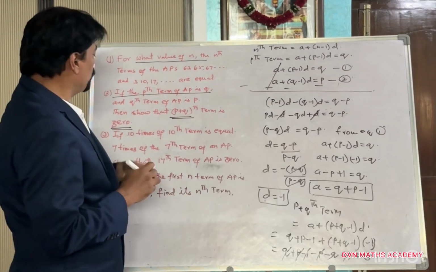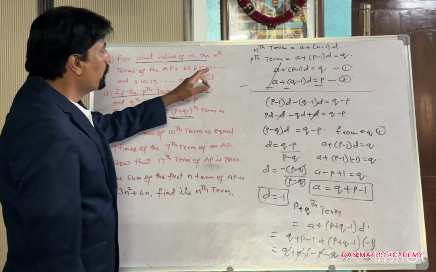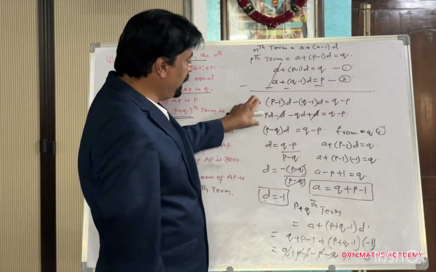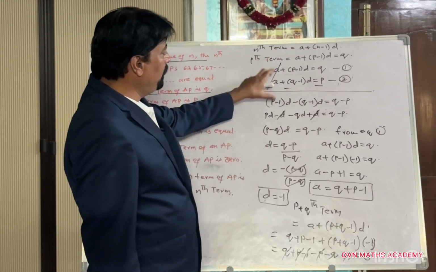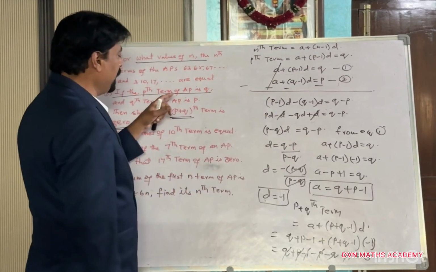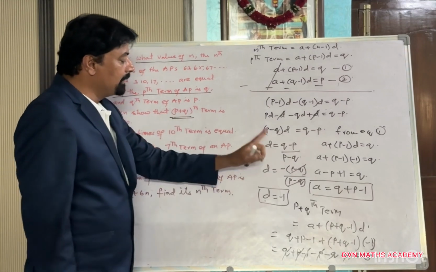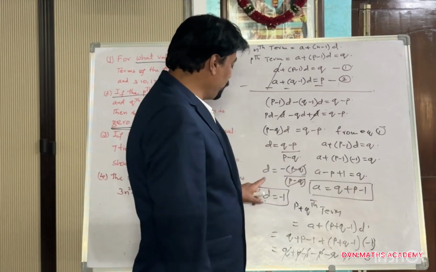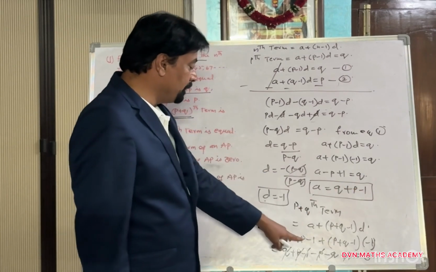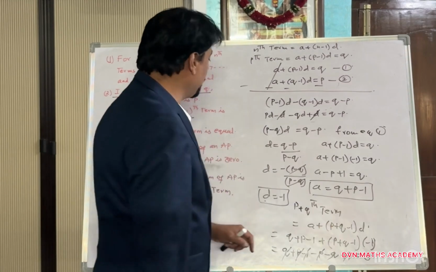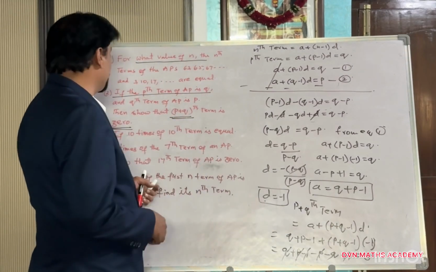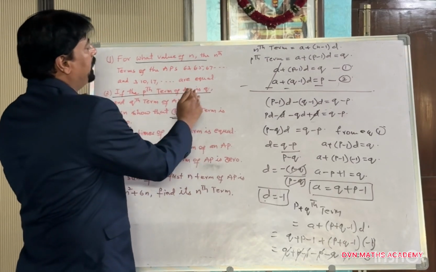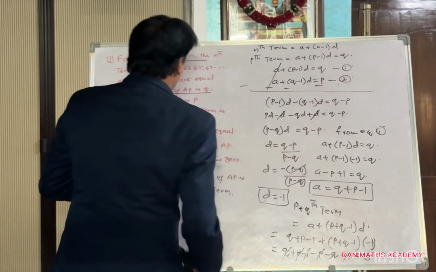So, like this problem, so many types of problems are there in this pattern. Just by the given information, you form the equations and afterwards you find the values of A and D. If you substitute those A and D values in the given information, then I got the p plus qth term as 0. The D value I got is minus 1, the A value I got is q plus p minus 1. If you substitute these two values in the p plus qth term and simplify, you will get 0. Therefore, the p plus qth term is equal to 0. So this is one of the pattern questions and it is a very, very important question. So many times these types of questions appear in the annual examination.